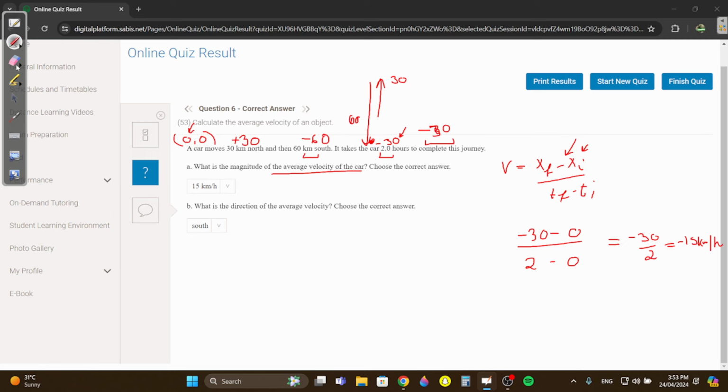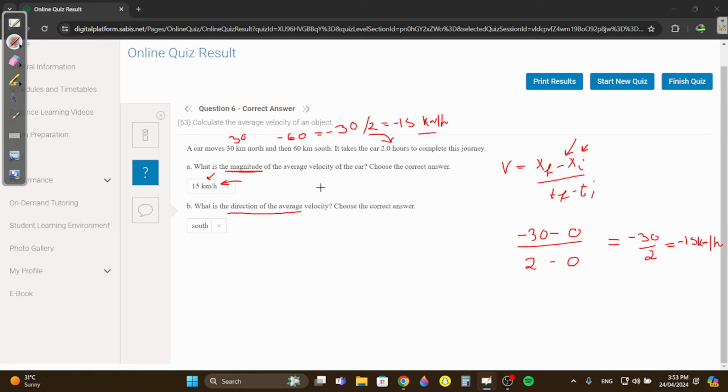The way I do it is, I just take the displacement. The displacement is just 30 minus 60 equals minus 30. Then I divide it by the time, which is minus 15. Whatever you want to do, you still get km per h. You get the same answer. They're saying magnitude, so you just make it positive. Minus 15 becomes positive 15.